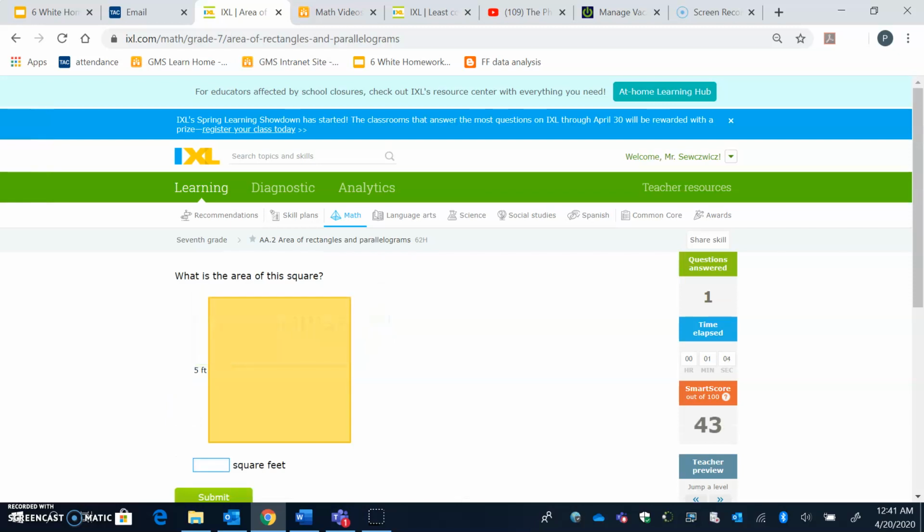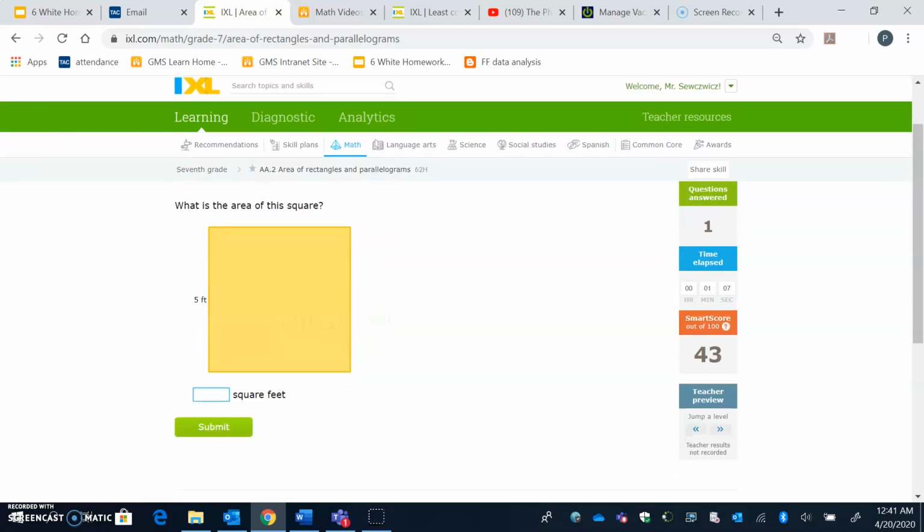All right. Here, it's a square, so I know in a square all the sides have the same length. So if going up and down is a 5, going from left to right is also a 5. So 5 times 5, hello, 25.